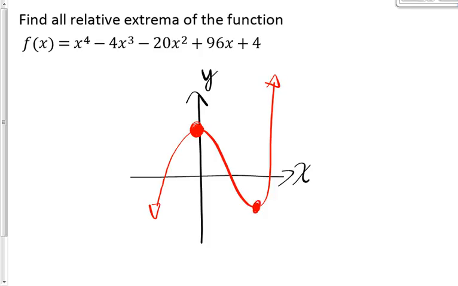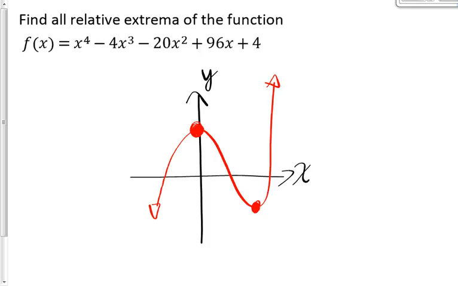This one down here is also the lowest y value of all the ones around it. It's not the lowest of all because, of course, this function has no minimum, but it is the lowest of all the values around it. It is a relative or local minimum. So here we have a relative maximum. That's one kind of relative extrema. Here we have a relative minimum. That's the other kind of relative extrema. It doesn't have to be the smallest value of all. It just has to be smallest of all the ones surrounding it.